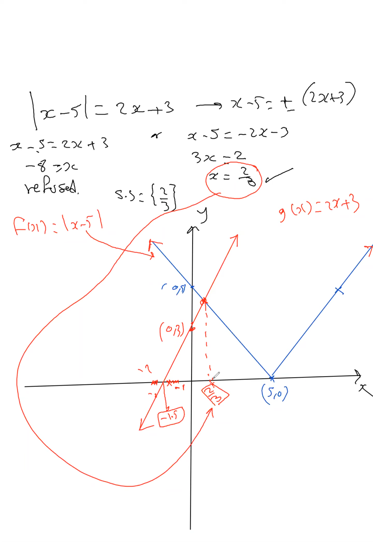One more. Solve algebraically and graphically. Solve algebraically absolute value of x plus 4 equals 3x minus 4. Make it 6. Let's see, x plus 4 and 3x minus 6.